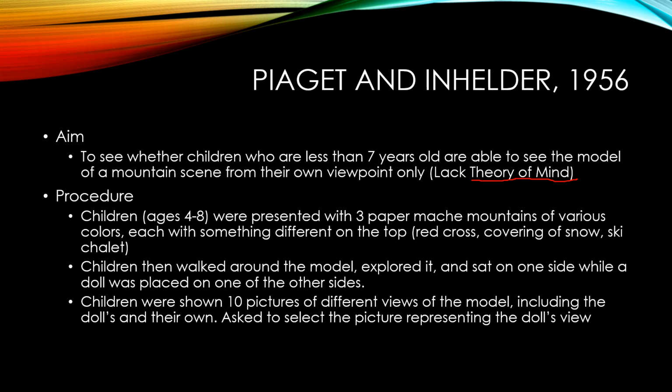the other person's perspective. And so children 4 to 8 were presented with 3 papier-mâché mountains of various colors, each with something different on the top: a red cross, a covering of snow, or a ski chalet. The children then walked around the model, explored it, sat on one side while a doll was placed on one of the other sides. And they were shown 10 pictures with different views of the model, including the doll's and their own. And they were asked to select the picture that represented the doll's view.